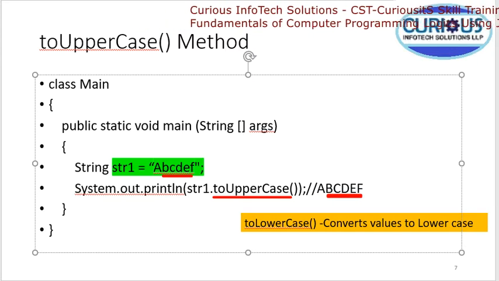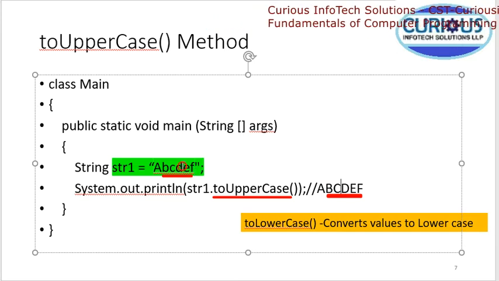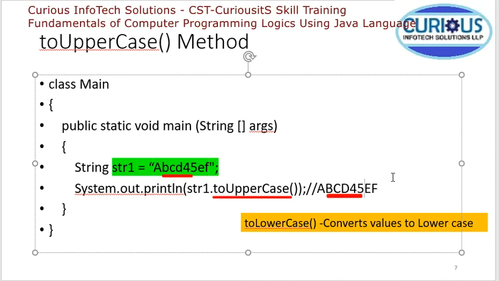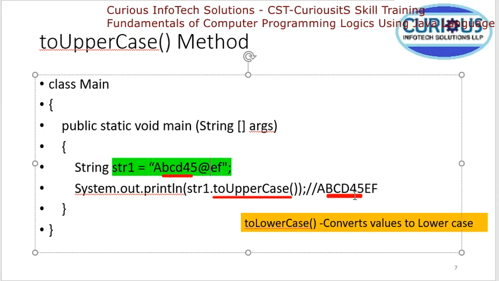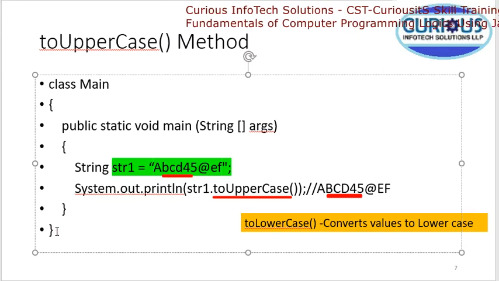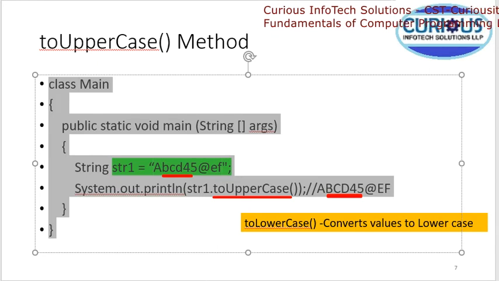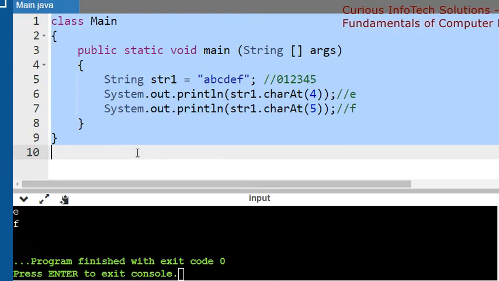If we have numerics, what will happen? In numerics, we will get the same output. Let's say we have 45 in between this string. We should also get 45 here, with no change. If we have some special character, say the at-the-rate sign, we also get this character. Now we will see this program in our compiler. So we will copy and then paste.